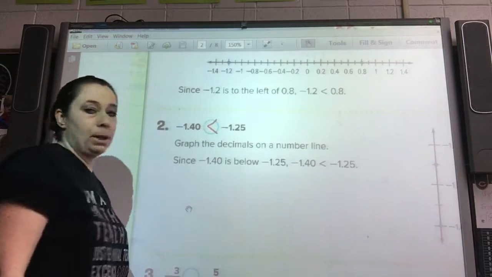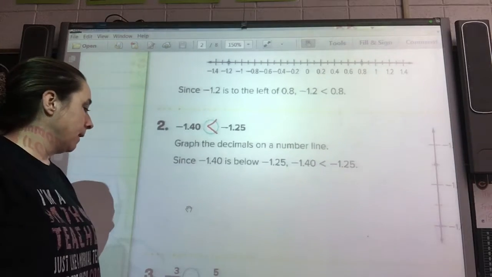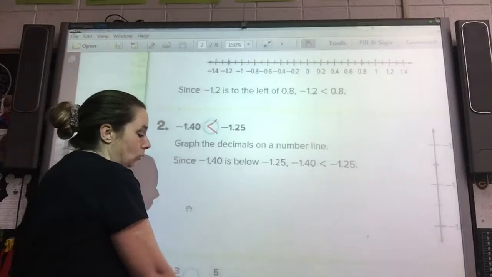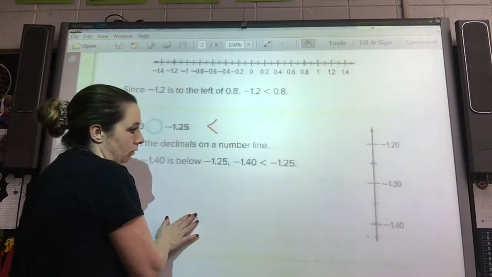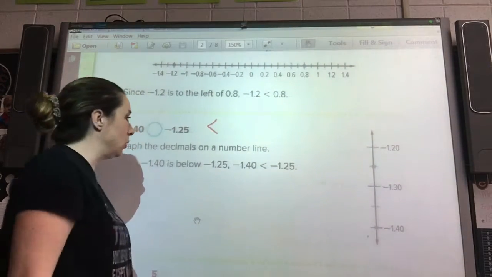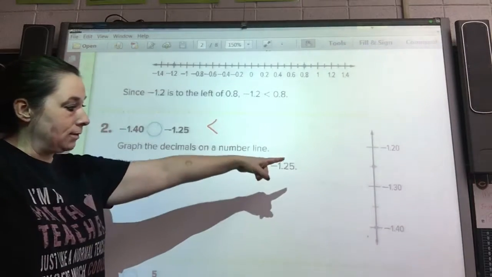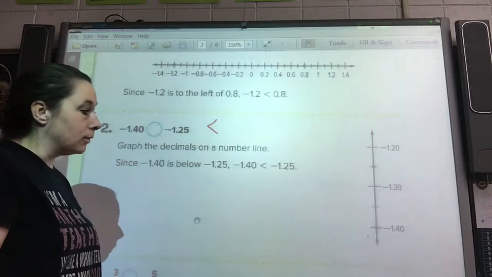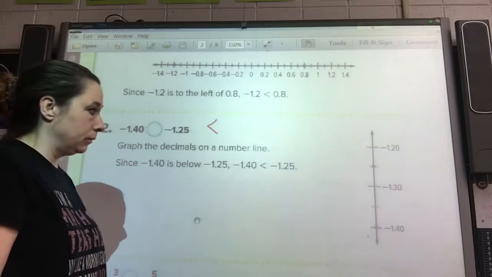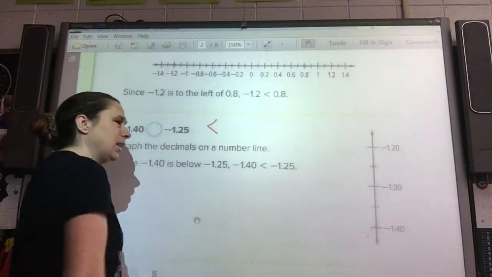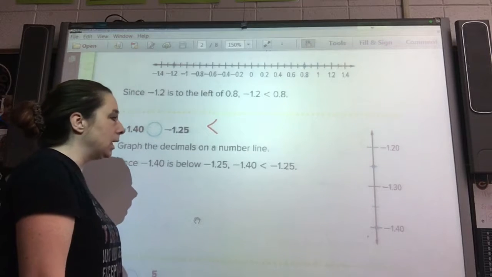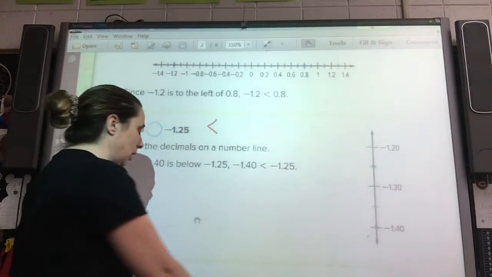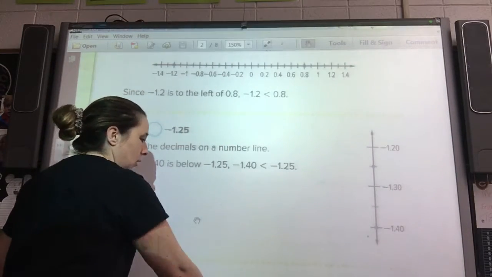$1.25. So that is your bigger number. And then they want us to graph that, and they did that for us over to the right there, and that shows you that the negative 1.25 is higher up towards 0 than the negative 1.4. Okay? I feel like I said that wrong. The negative 1.25 is closer to 0 than the negative 1.40. I just want to make sure I clarified that because I feel like I said it wrong.